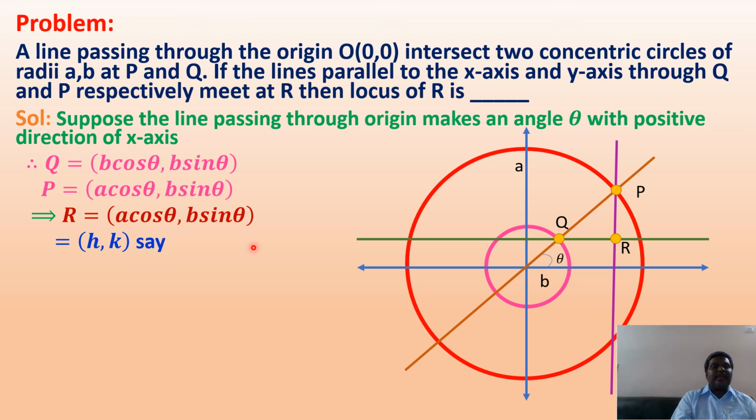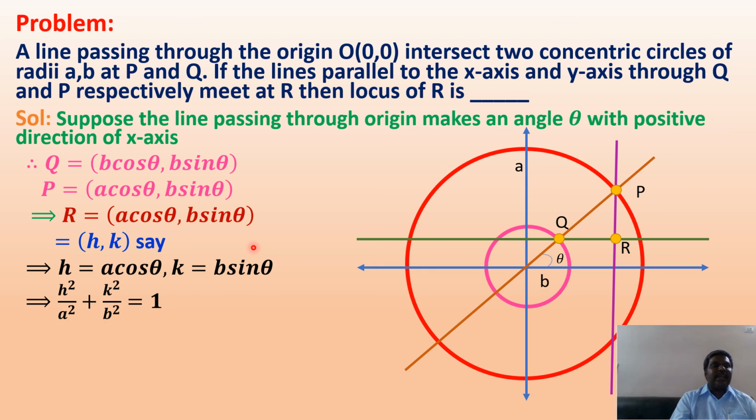Can you eliminate theta or not? You can easily eliminate theta by H is equal to A cos theta, K is equal to B sin theta, which implies cos theta is equal to H by A and sin theta is equal to K by B. By squaring and adding, we get H square by A square plus K square by B square is equal to 1. So can you write the locus of H comma K or not? Therefore, the locus of H comma K is an ellipse, x square by A square plus y square by B square is equal to 1. This is my point R, which is a variable point. You get some locus. That locus is an ellipse.